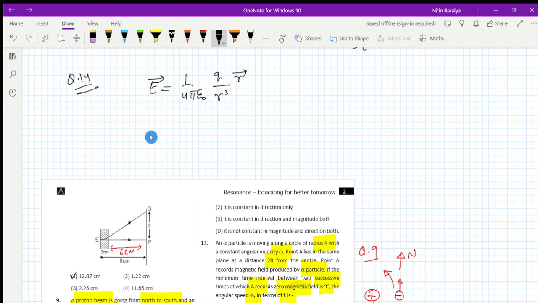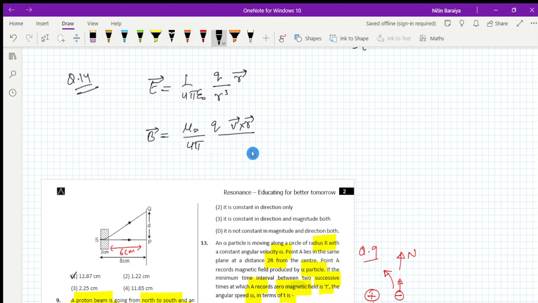And what is the formula for magnetic field because of a moving charged particle? It's mu naught upon 4 pi, q v vector cross r vector divided by, can anyone help me here? It is what?